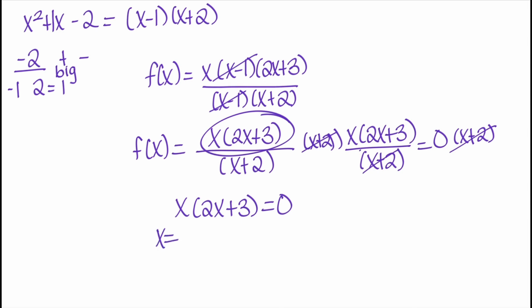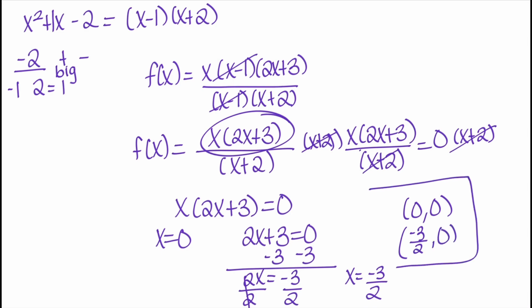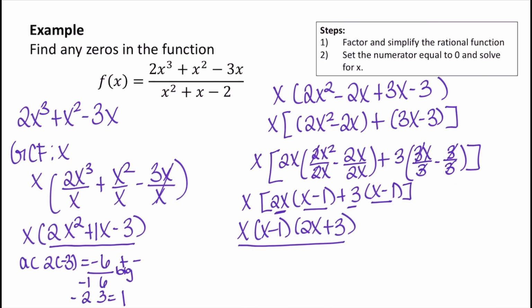So now we set each factor equal to 0. And when we do that, we have x equals 0. And then here we're going to subtract 3 from both sides, which gives us 2x equals negative 3. Then we divide by 2. So we have x equals negative 3 over 2. Okay, so our x-intercepts are going to be at (0, 0) and at (negative 3 over 2, 0). So we have now determined the x-intercepts of this rational function by finding the zeros.